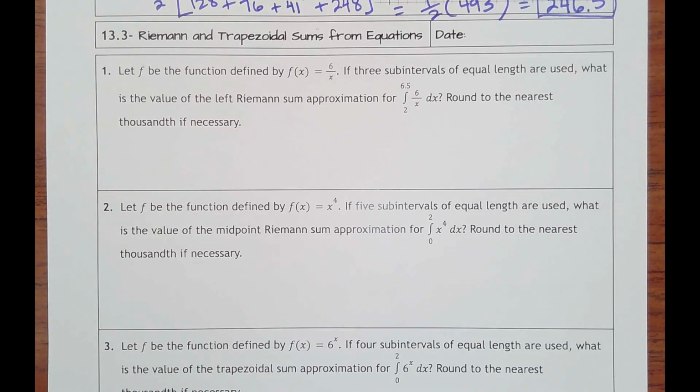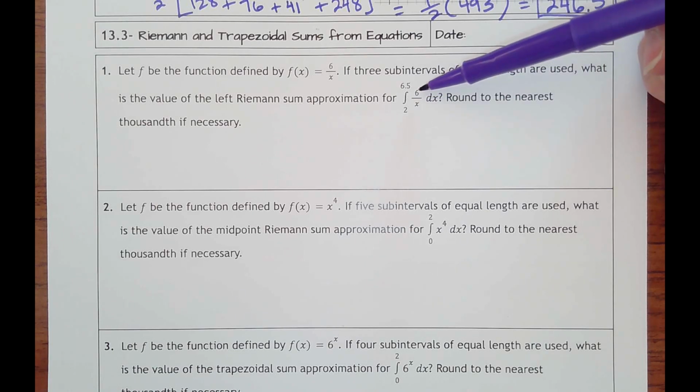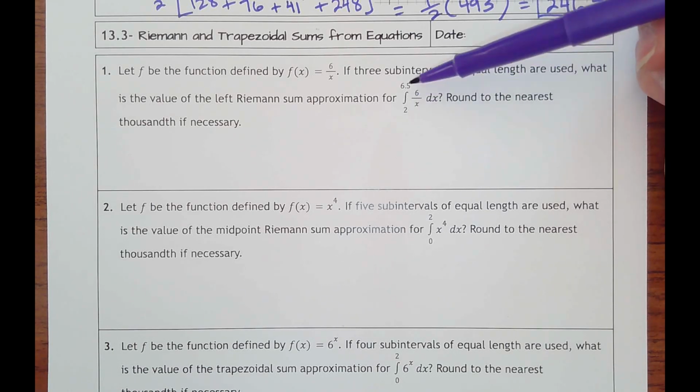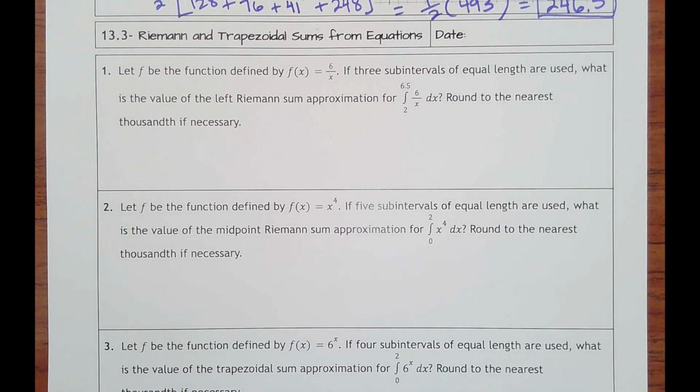Lesson 13.3, Riemann and trapezoidal sums from equations. So now we have no table, no graph. Let f be the function defined by f of x equals 6 divided by x. If three subintervals of equal length are used, what is the value of the left Riemann sum approximation for the integral of 6 over x from 2 to 6.5? Round to the nearest thousandth if necessary.